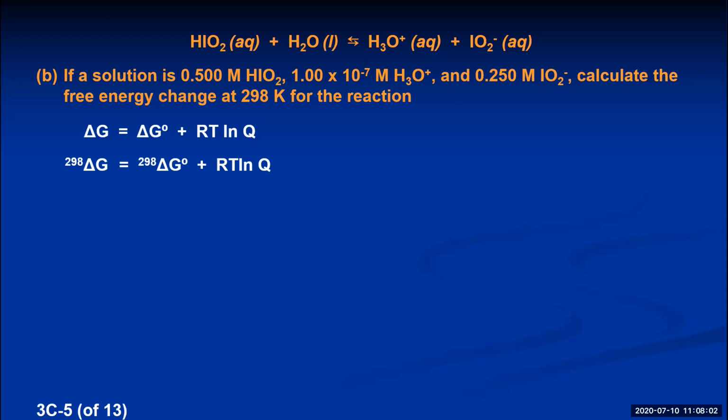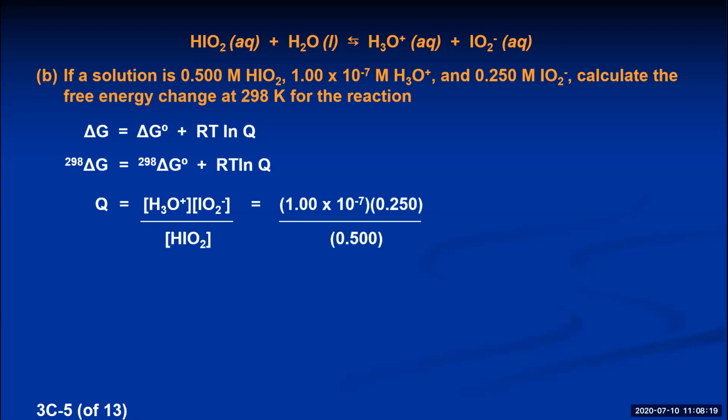So we're going to try to calculate delta G at 298. The Q for this particular reaction is products over reactants. So that's going to be the concentration of hydronium ions multiplied by the concentration of iodite ions divided by the concentration of iodous acid. If we plug the 3 molarities in that were given in the problem, then the Q works out in this particular case to 5.00 times 10 to the minus 8th. So now we can calculate delta G by using our delta G naught value from before, which was 32 kilojoules.